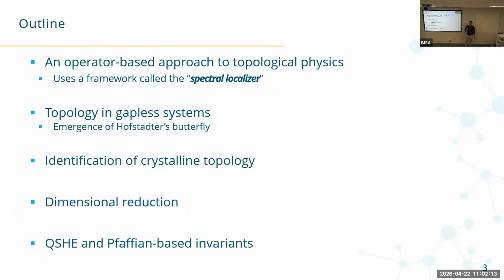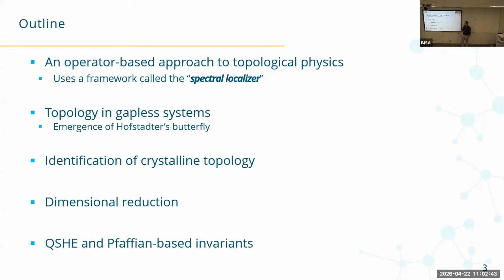Big picture, it's this operator-based approach to topological physics, and it's going to use this framework. I think that Emil briefly mentioned the spectral localizer. It certainly came up with questions. There are going to be a bunch of aspects of this that maybe band theory can't access. So how you can get topology in systems that don't have a bulk spectral gap. And I'll explain why that's super useful in realistic settings.